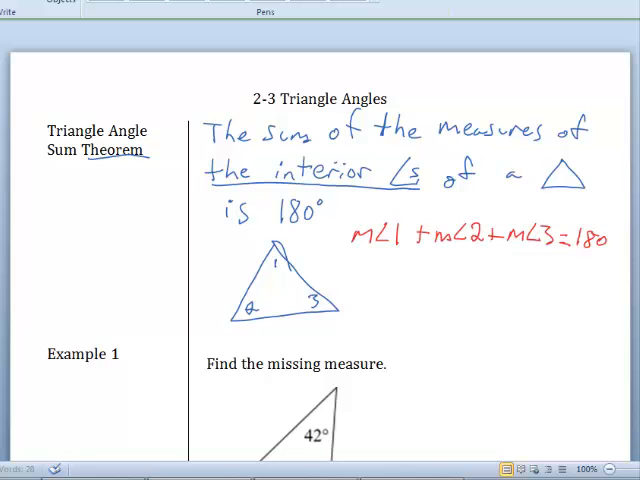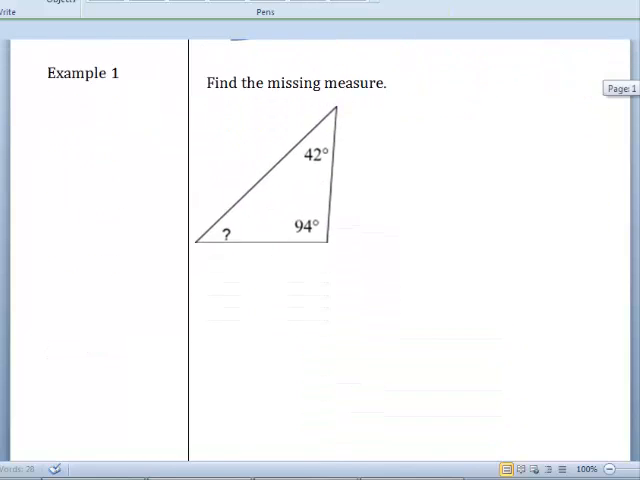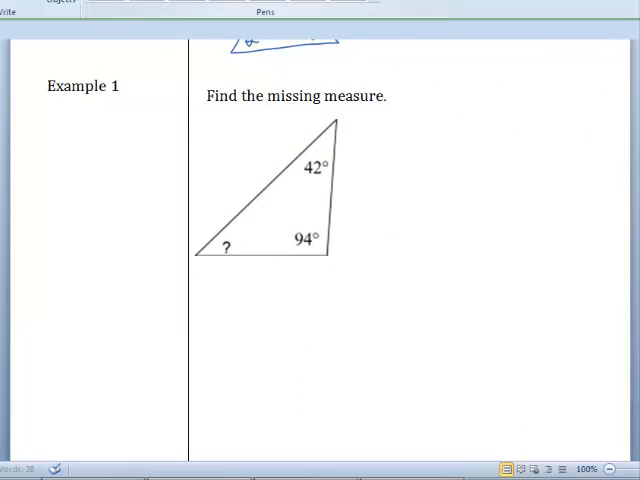For example, example number 1 says find the missing measure. You want to pause this video, make sure you copy this down, even see if you can find it out yourself. Okay, I'm going to label this angle X instead of the question mark there. So I know that all three of these angles equal 180 degrees. I can say X plus 42 plus 94 equals 180 degrees, or 180. All right, solve for X first.